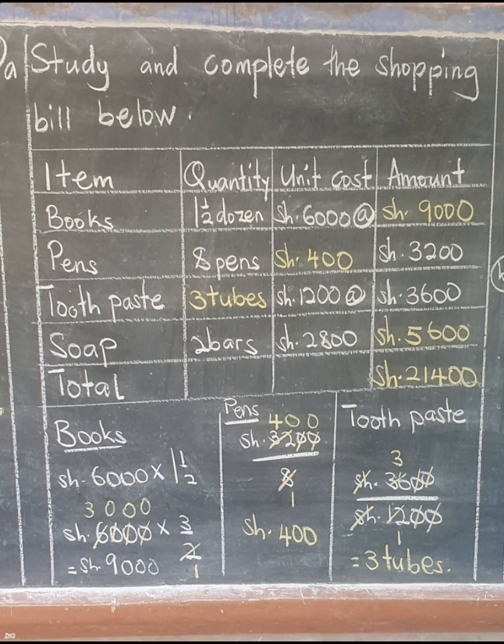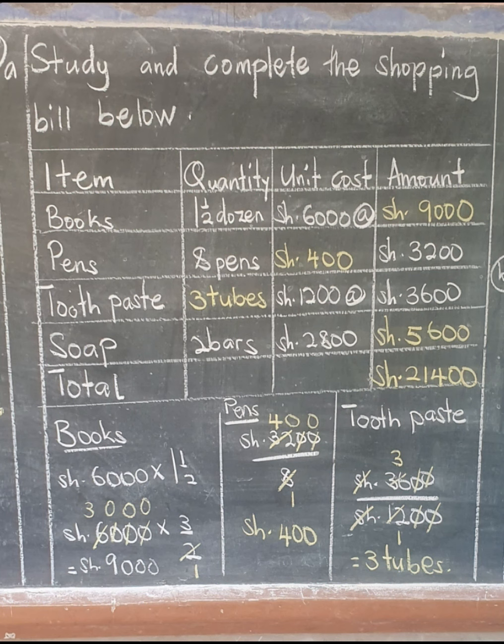Then we come to the column of soap. Children, when you look at that column critically, we see that they didn't give us the amount. And remember, I told you amount is equal to unit cost times quantity. Therefore, we get 2,800 shillings times the quantity, which is 2. Therefore, 2,800 shillings times 2 will give us 5,600 shillings. Please, children, carry it and put it in the table.